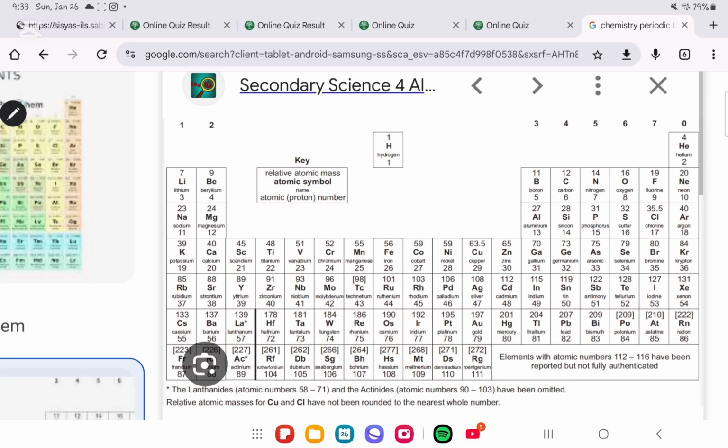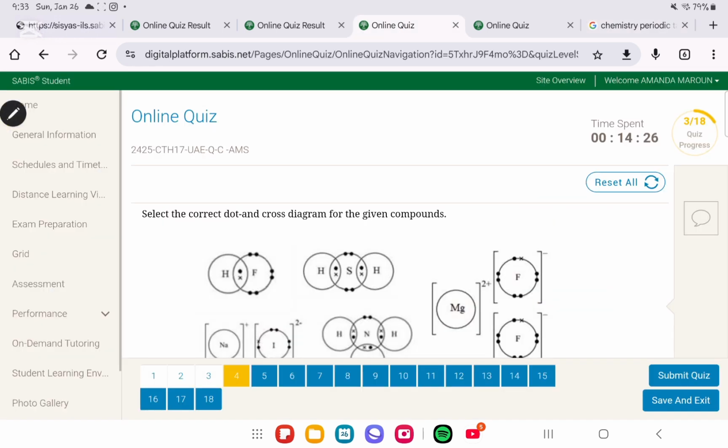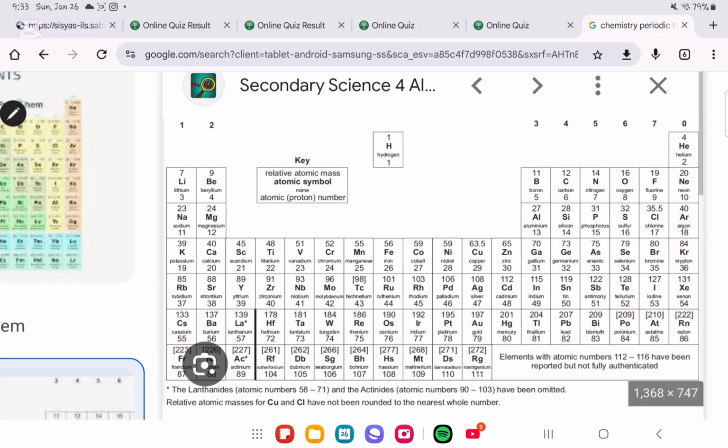So this is the chemistry periodic table I'm going to use because it's similar to the one they give us in the exam. Okay, so we're going to go back. They told us to select the dot and cross diagram. We're going to start with HF, okay? So we're going to come over here, and we're going to see that hydrogen has an atomic number of 1, whereas fluorine has an atomic number of 9.